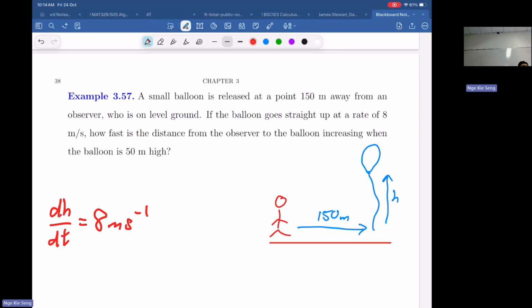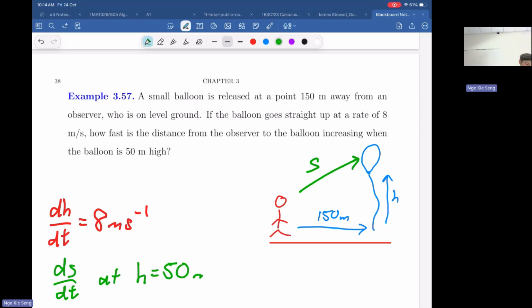What does it mean by distance from the observer to the balloon? How should we measure this distance? Do you go to 150 and then measure the height? No. We just go directly from the observer to the balloon. Let's call this s. The question is you want to find ds dt at height 50 meters.